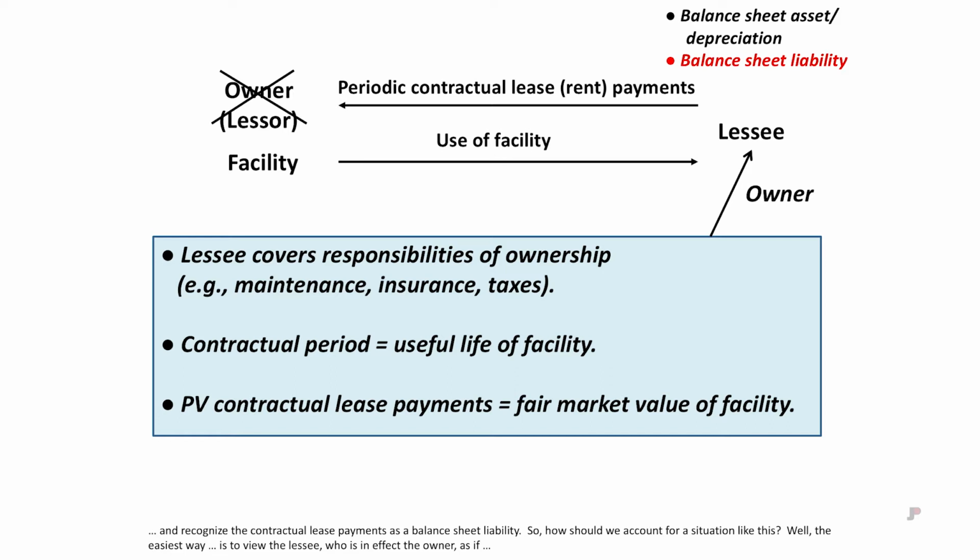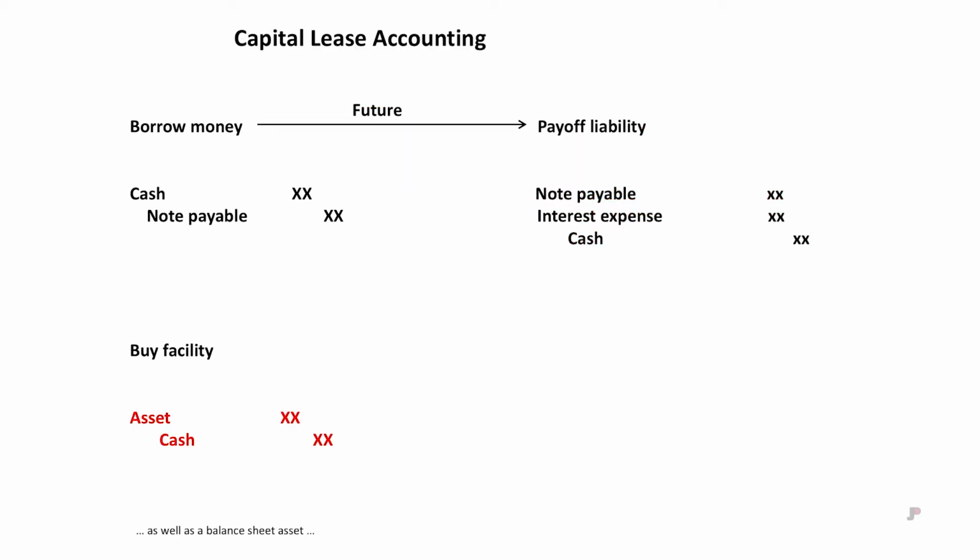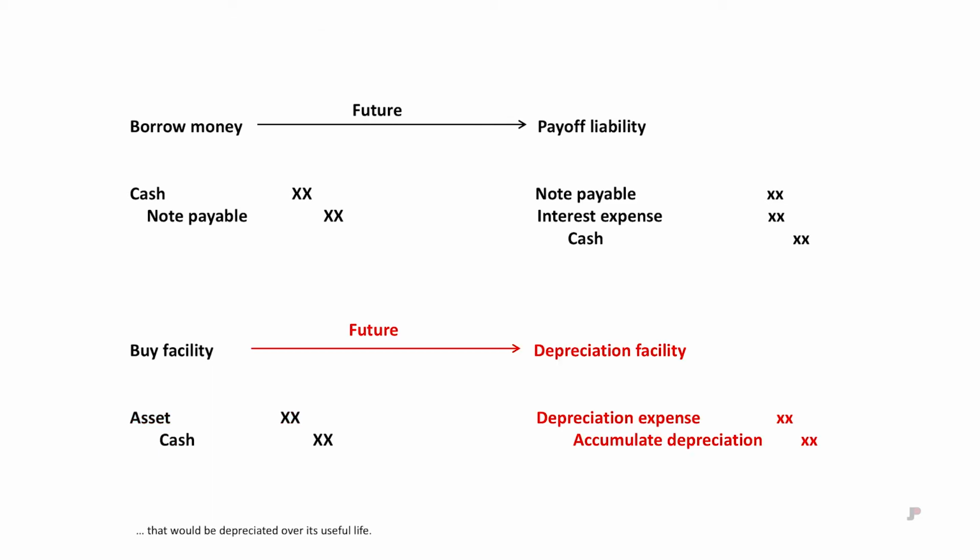Well, the easiest way is to view the lessee, who is in effect the owner, as if it borrowed money and then used the money to buy the facility. The borrowing would create a note payable and cash to buy the facility. The note payable would be paid back to the lender over the life of the lease with interest. And using the borrowed cash to buy the facility would create a balance sheet asset that would be depreciated over its useful life.